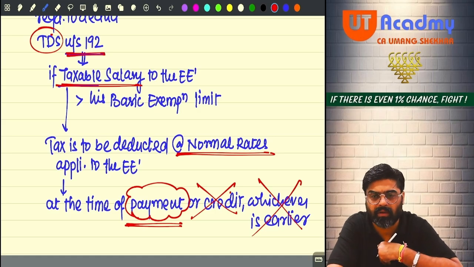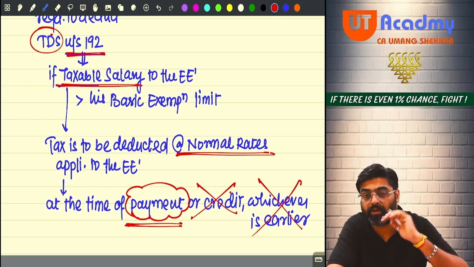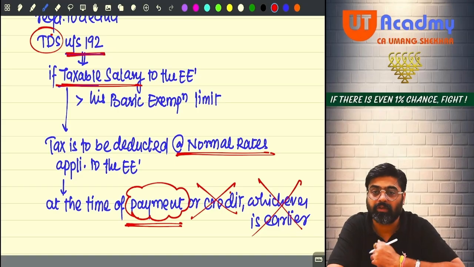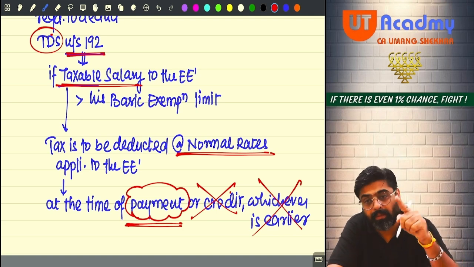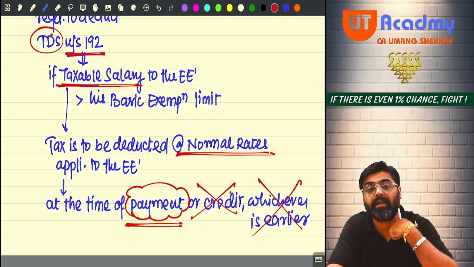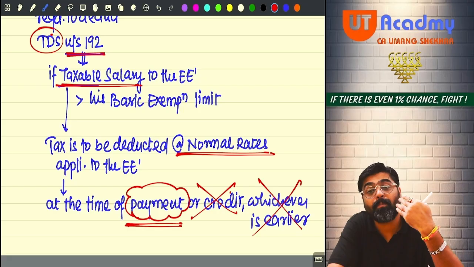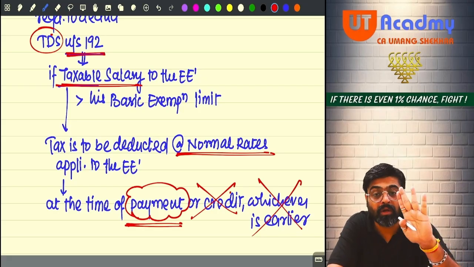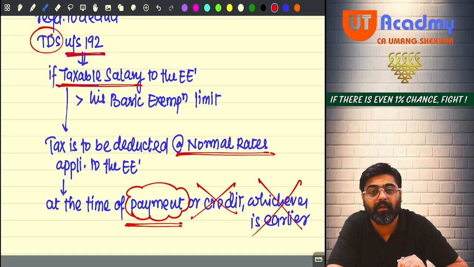So if I am your employer, I am giving you salary. Your taxable salary is more than your basic exemption limit. So section 192 tells me that I should deduct TDS at the normal rates applicable to you. By applying that rate, I will calculate your tax, and that tax I am going to deduct from your salary when I pay that salary to you, not when I credit that salary in my books. Getting my point?